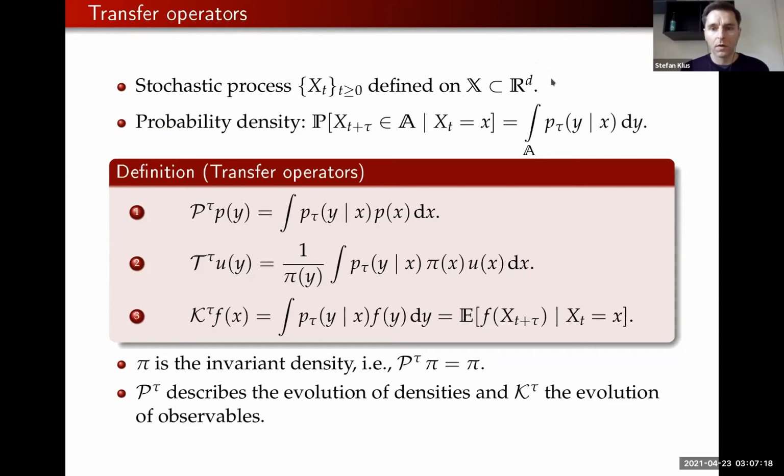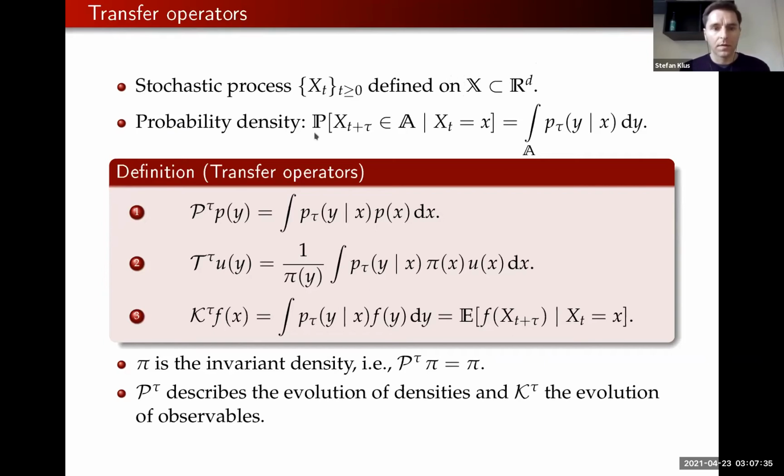If we are working with fluid dynamics problems, then d is basically the discretization of your domain. If you're using a grid discretization, it's the number of grid points, for example. So d can be quite large. And we have these stochastic processes defined on quite high-dimensional state spaces.